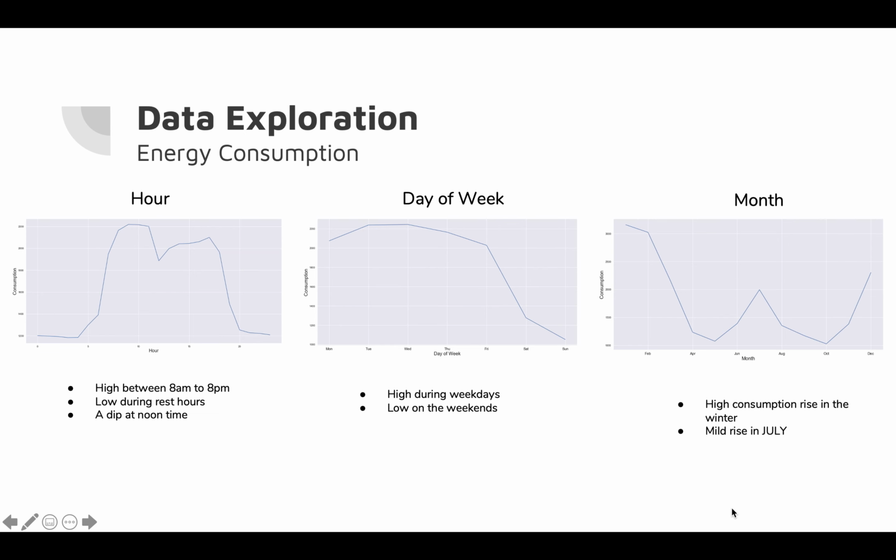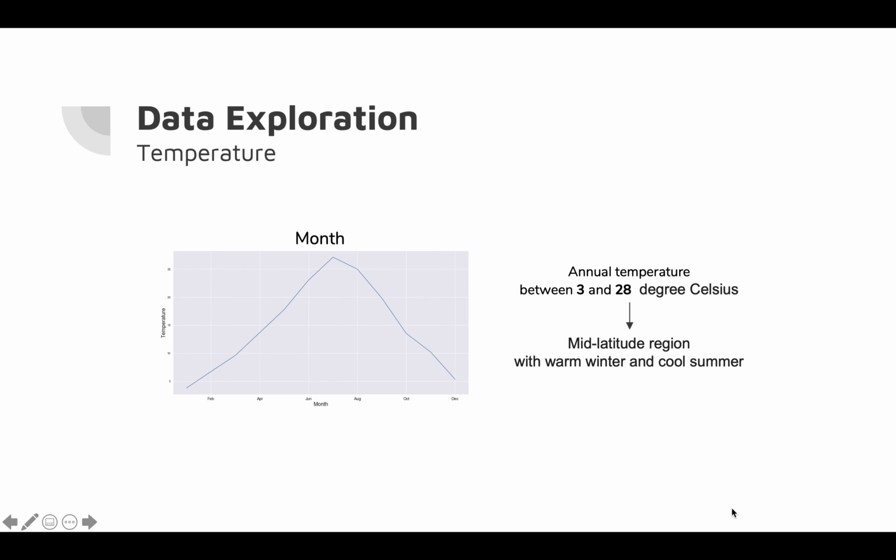We analyze the average data by the hour, day of week, and month. We can see that it is high between 8 a.m. to 8 p.m. during weekdays, suggesting this building is an office or factory building. And we go on to analyze the monthly data. There's a high consumption rise in the winter and a mild rise in July. The annual temperature is between 23 and 28 degrees Celsius, suggesting that it is in a mid-latitude region.